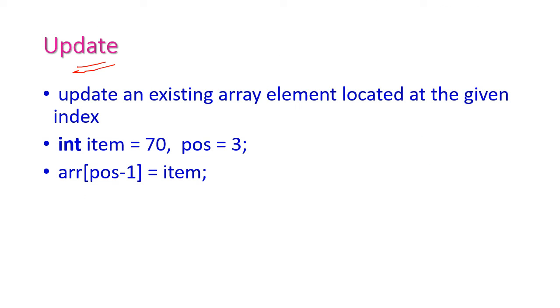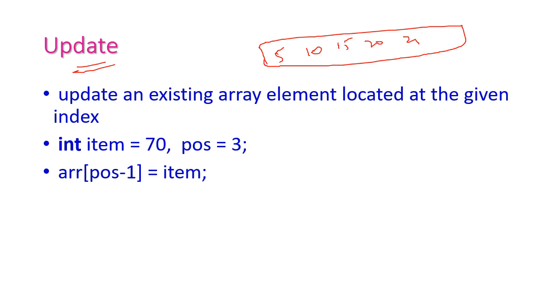The next operation is update operation, that is, update the existing array element value. What is our array? 5, 10, 15, 20, 25, 30. So here we need to change the item 70 in position 3. Okay, so this is position 3. In this place, instead of 15, we need to change 70.